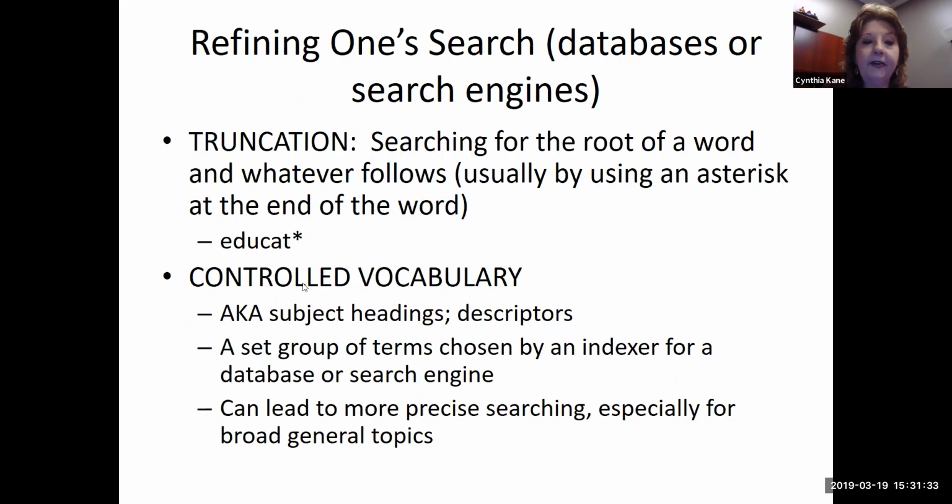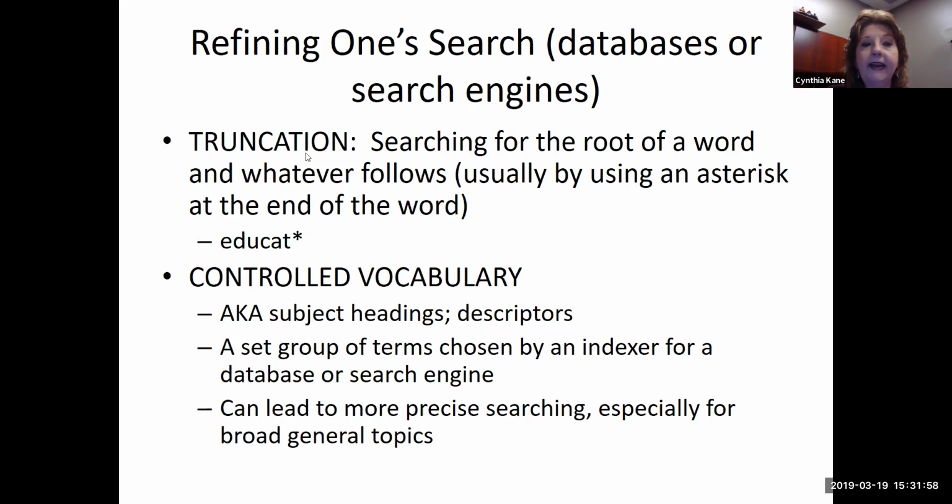So what I just explained to you is actually the second bullet point that is called controlled vocabulary. Controlled vocabulary can be subject terms, subject headings, or descriptors, a set group of terms chosen by an indexer for a database or a search engine, and they can lead to more precise searching, especially for broad general topics.